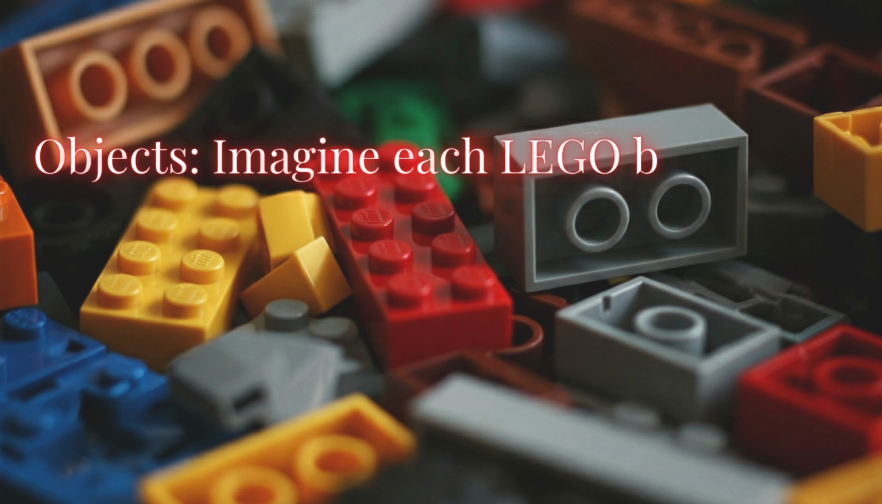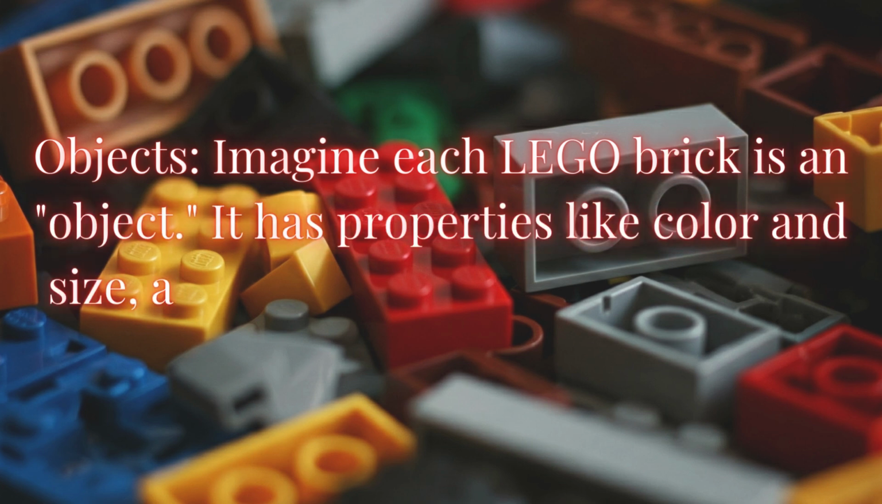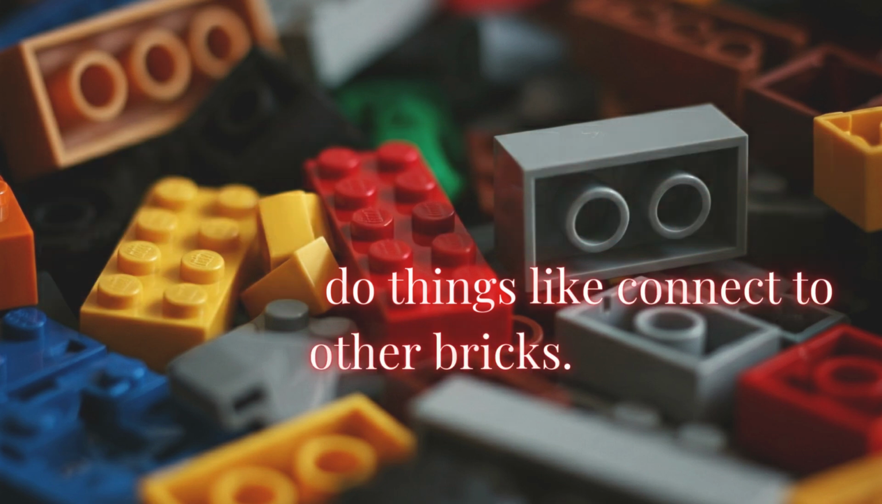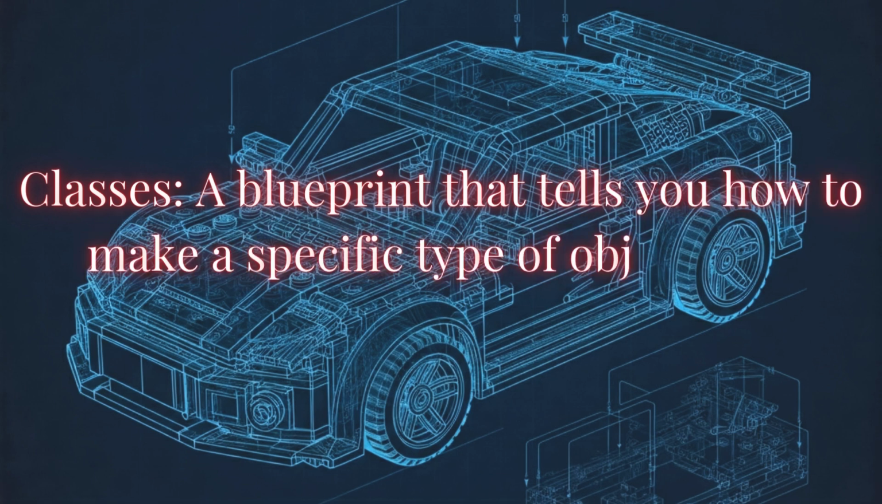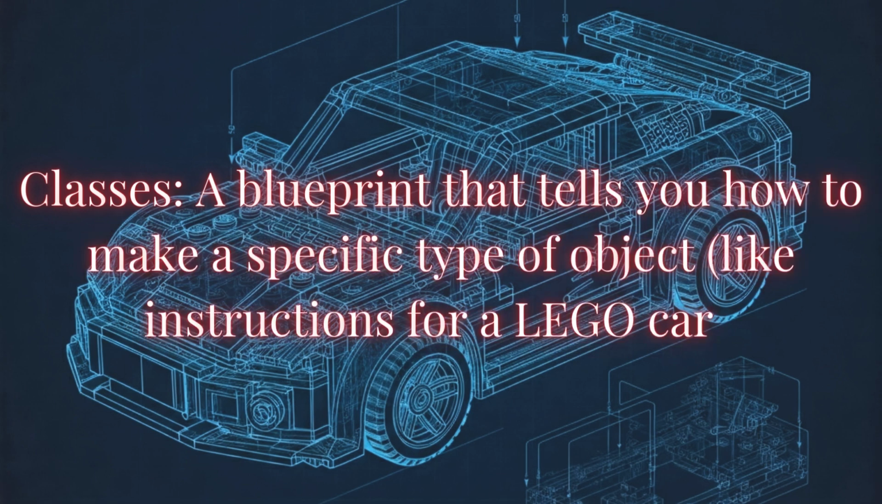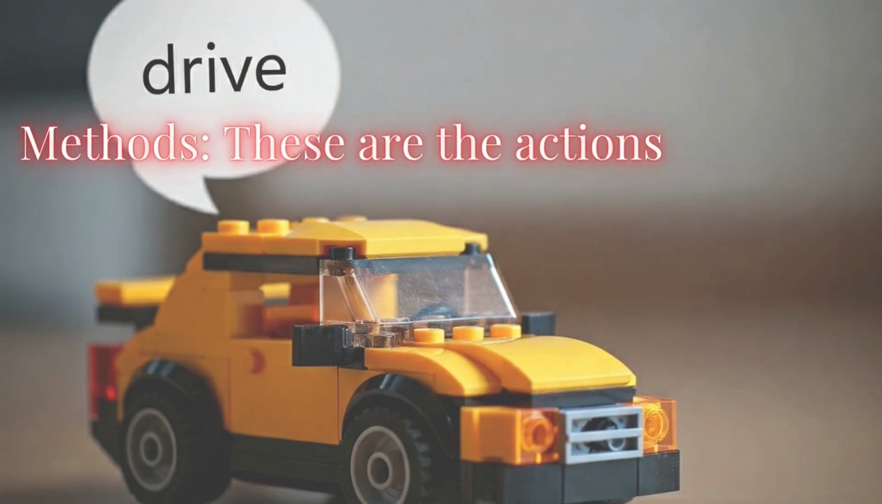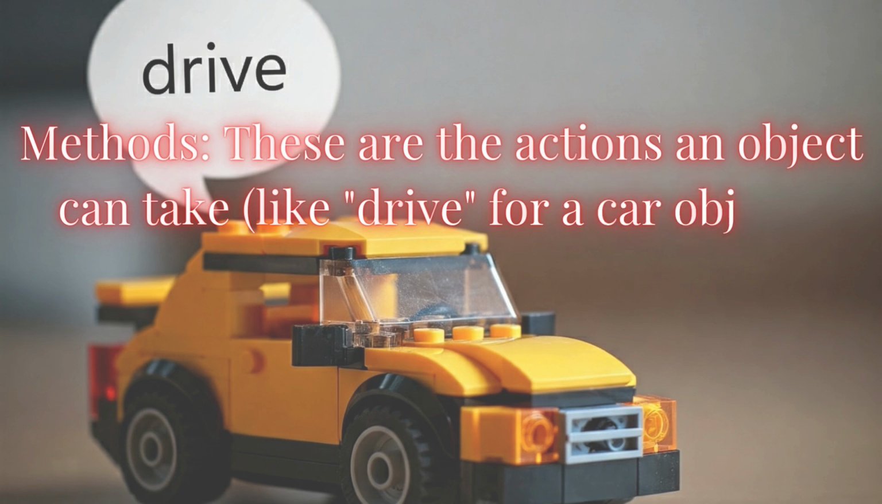Objects. Imagine each Lego brick is an object. It has properties like color and size, and can do things like connect to other bricks. Classes. A blueprint that tells you how to make a specific type of object, like instructions for a Lego car. Methods. These are the actions an object can take, like drive for a car object.